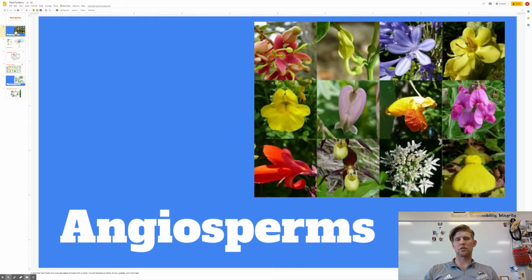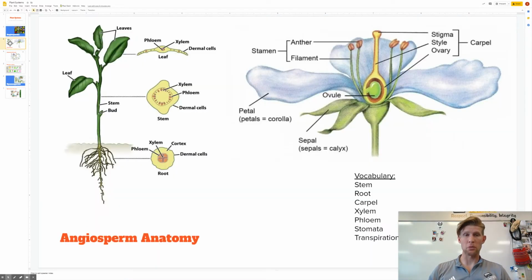First, there are a couple different types of plants. You have angiosperms, which are the flowering plants. Any plant that you see with flowers on it is going to be your angiosperm. So most trees are angiosperms, and most plants that produce fruit, even cacti, are angiosperms. So let's move on and look at their anatomy.